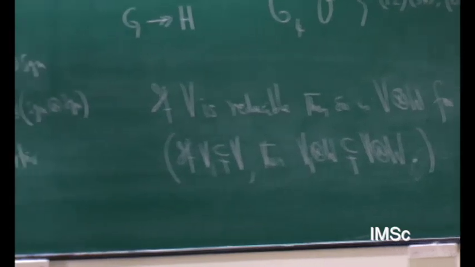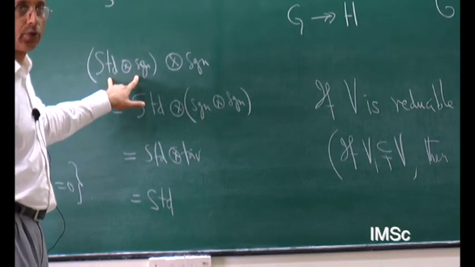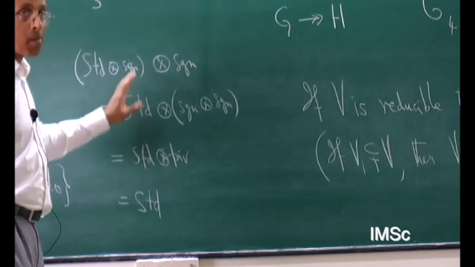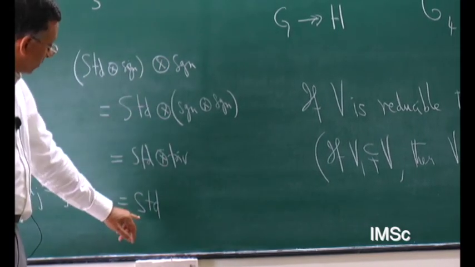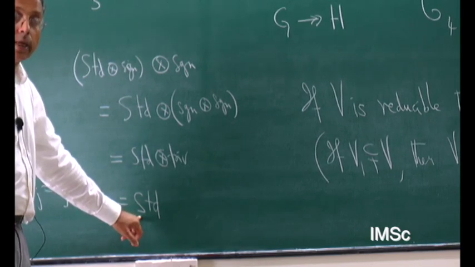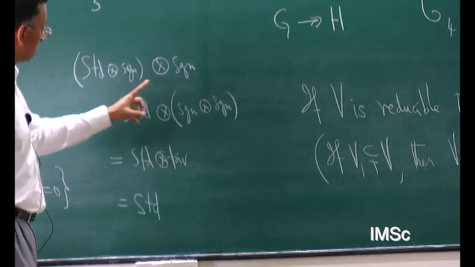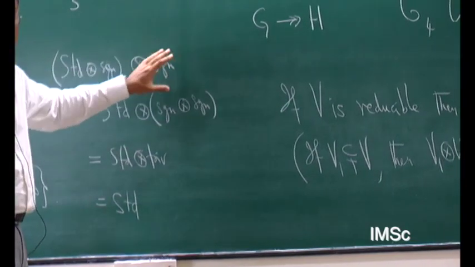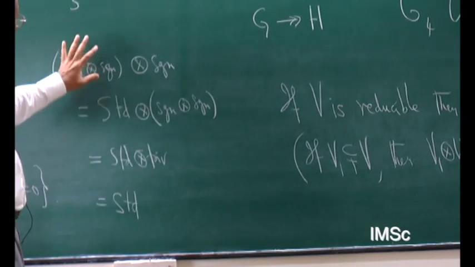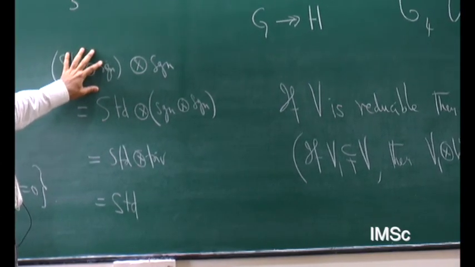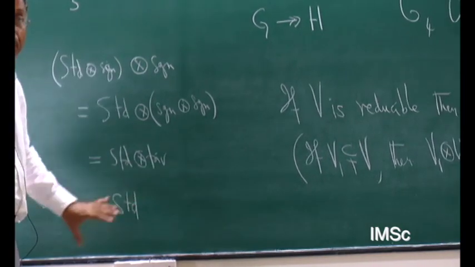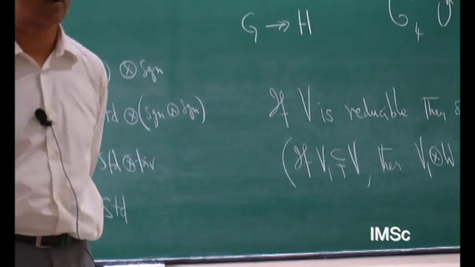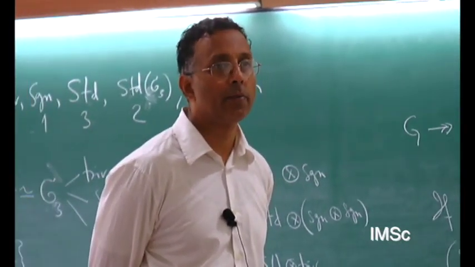So if this were reducible, tensor this with sign, further tensor with sign, you would get standard. So this calculation shows you that standard tensor sign again gets you back to standard. If this were reducible, therefore so would this be. But that cannot be, because standard is irreducible.